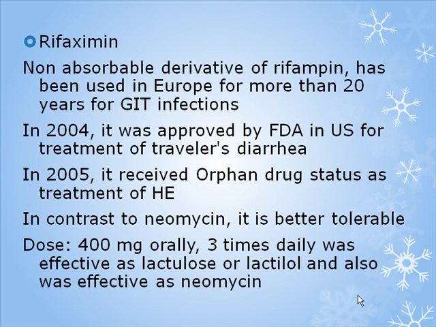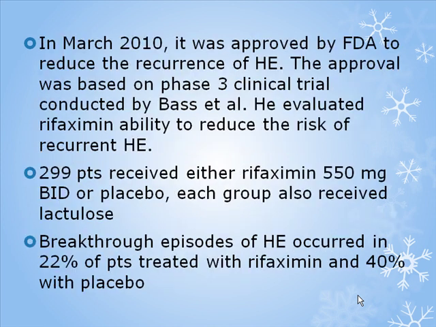In 2004, it was approved by the FDA in the United States for treatment of traveler's diarrhea. In 2005, it received orphan drug status as treatment of hepatic encephalopathy. In contrast to neomycin, it is better tolerated. A dose of 400 mg orally 3 times daily was as effective as lactulose, and also as effective as neomycin. In March 2010, it was approved by the FDA to reduce the recurrence of hepatic encephalopathy.